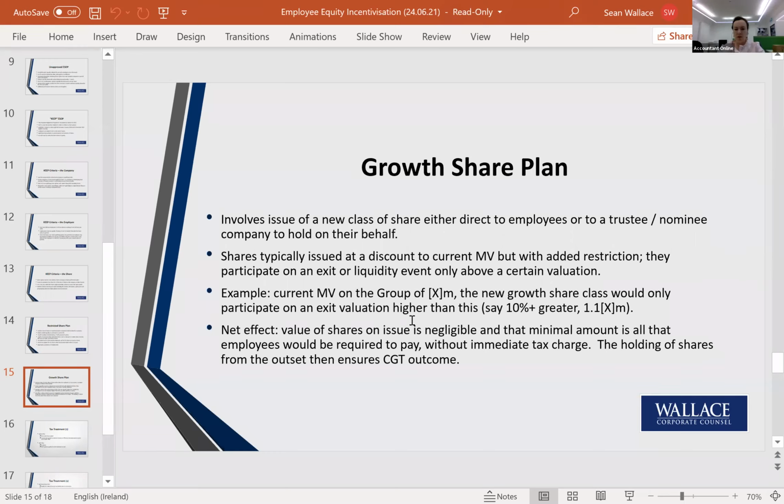Just another question here. Regarding the valuation, can it be determined from EBITDA and then annually applied? Yeah, it can. What we'd suggest is the first time this is done, that you get some kind of external validation from your accountants or your auditors, just to ensure that.